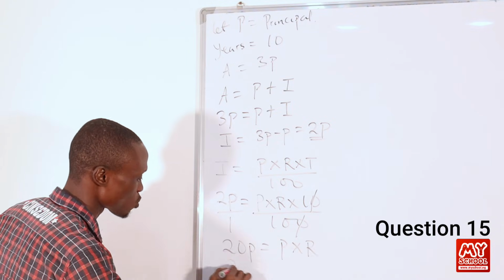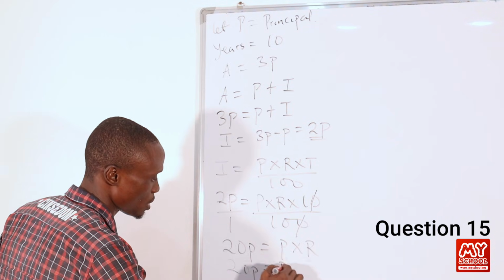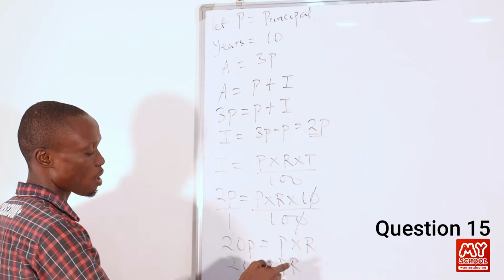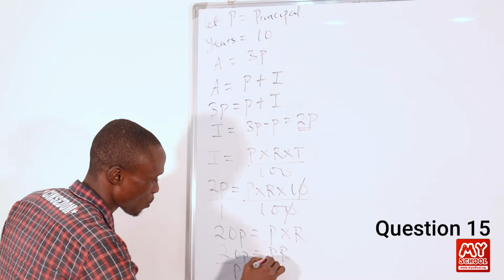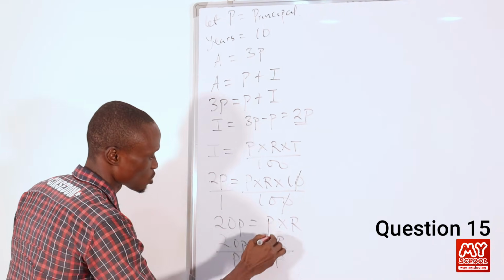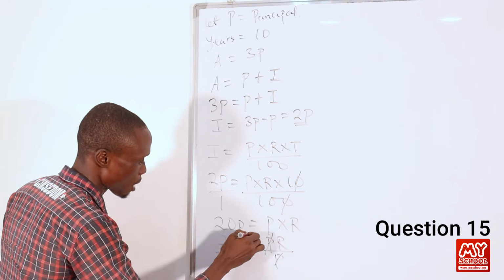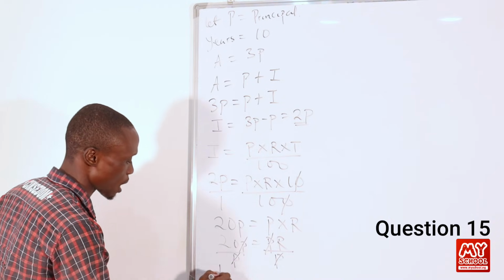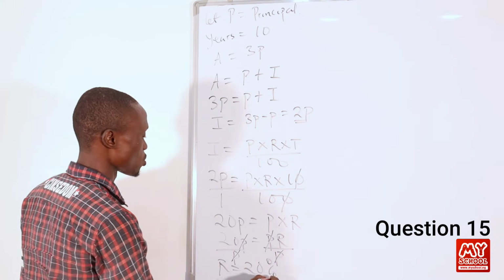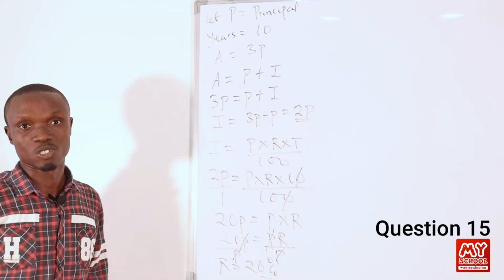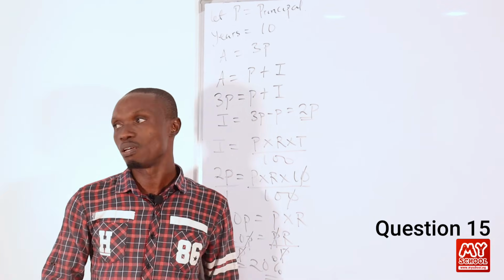Okay, so for us to get the value of R, we will divide both sides by P, because 20P is actually equals to PR. So if I divide here by P, I will also divide the other side by P. So that P will cancel out P, and P here will cancel out this P. So that R is equals to 20%. So we know that the rate is equals to 20%.